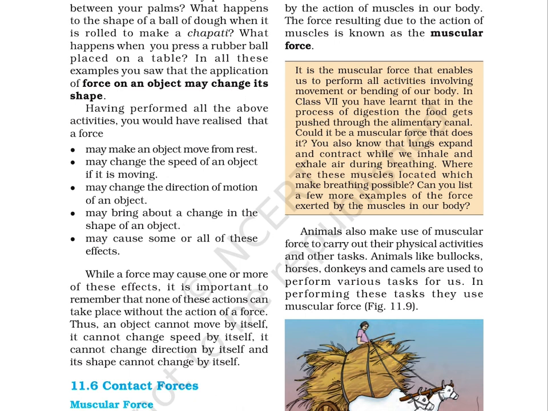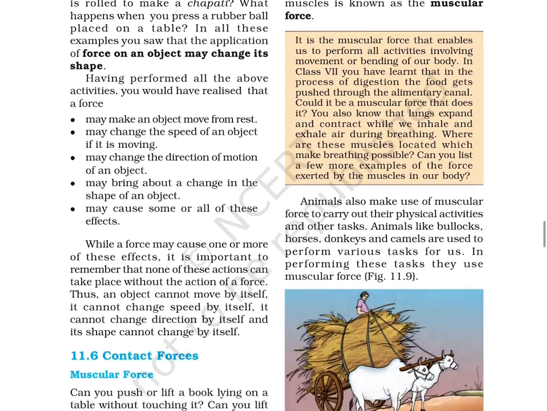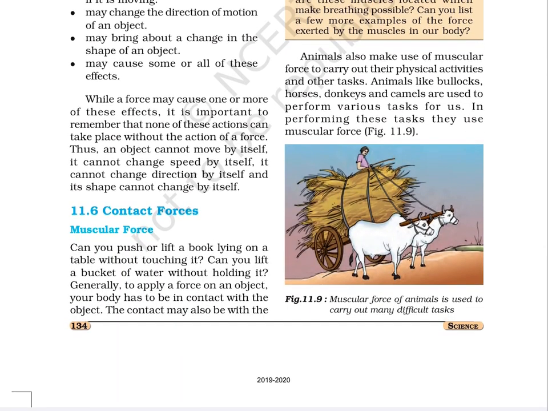Animals also make use of muscular force to carry out their physical activities and other tasks. Animals like bullocks, horses, donkeys, and camels are used to perform various tasks for us. In performing these tasks, they use muscular force, as shown in figure 11.9. Figure 11.9. Muscular force of animals is used to carry out many difficult tasks. Here, the muscular force of animals is in force.